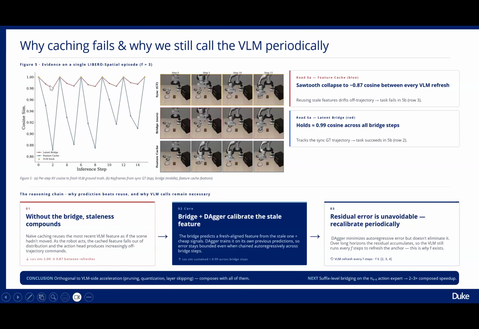So why is it? This page gives more information. The blue curve here is for the feature caching I mentioned previously, and as you can see, it drifts away from the true representations. Our scheme tracks the VLM solution closely, and is better. We combine the prediction by the bridge and the VLM, calling the VLM periodically to balance efficiency and accuracy.